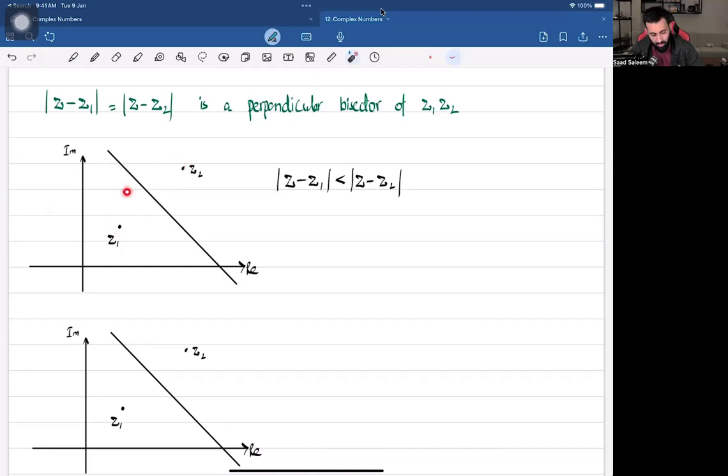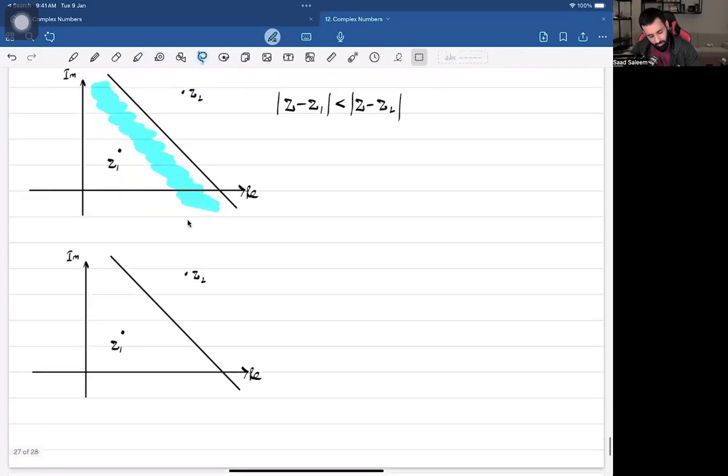If I pick a point on the side of the perpendicular bisector which is closer to Z1, then its distance from Z1 will be lesser than its distance from Z2. Any point on this side, its distance from Z1 will be lesser than its distance from Z2. Now, what is the region I'm going to shade? This is the region that I'm going to shade. This region contains all the points that are closer to Z1 as compared to Z2.